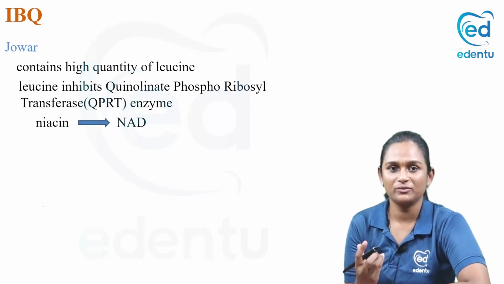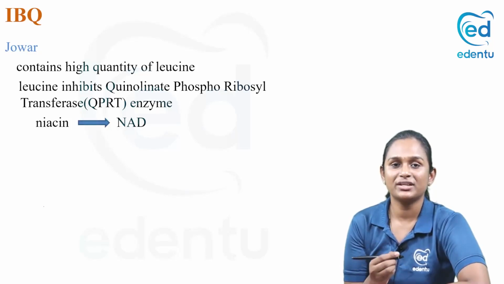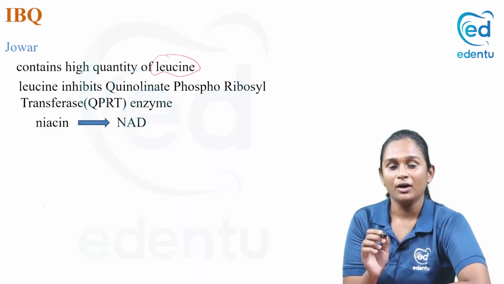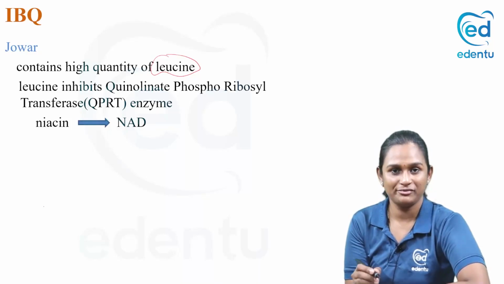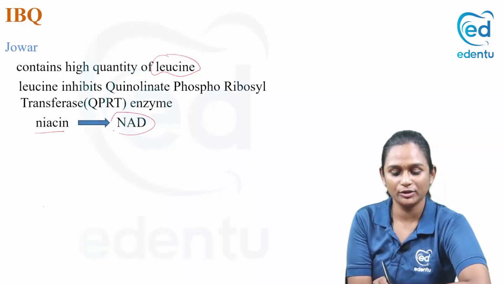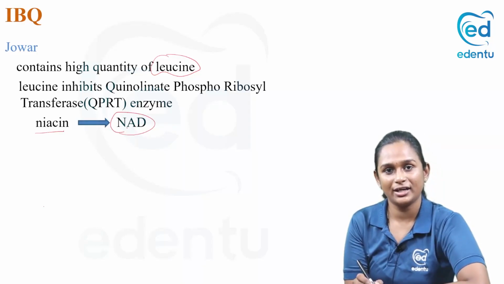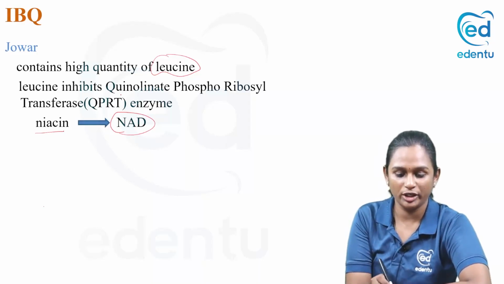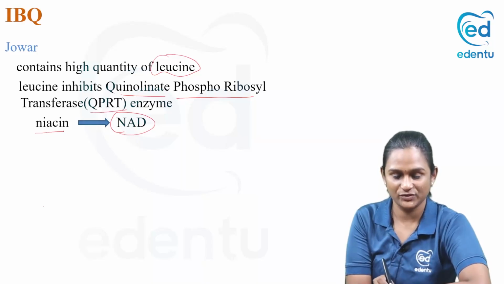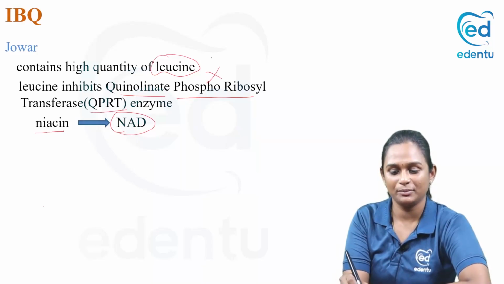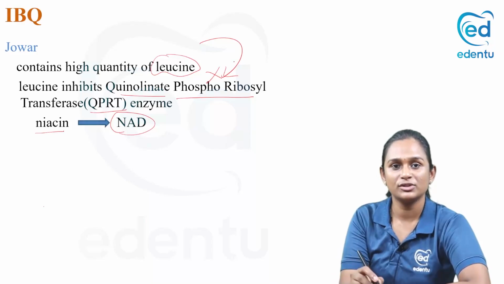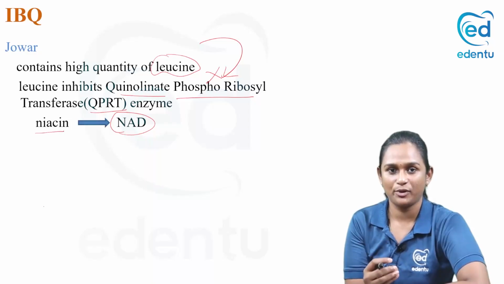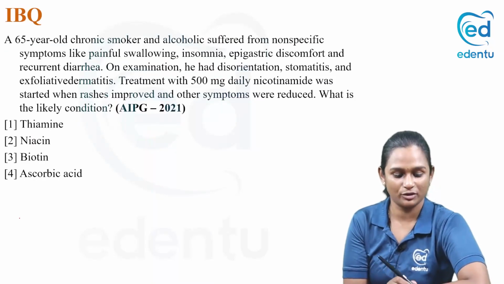Whereas in the case of jowar, why is there a deficiency? Jowar is rich in an amino acid called leucine, and this amino acid will inhibit an important enzyme which helps in the formation of the active form of niacin. Niacin is converted to NAD, nicotinamide adenine dinucleotide. For this conversion, you need an enzyme called QPRT, quinolinate phosphoribosyl transferase. This enzyme will be inhibited by leucine. Leucine is present in higher quantity in jowar, so it will inhibit this important enzyme so that the active form of niacin will not be formed.